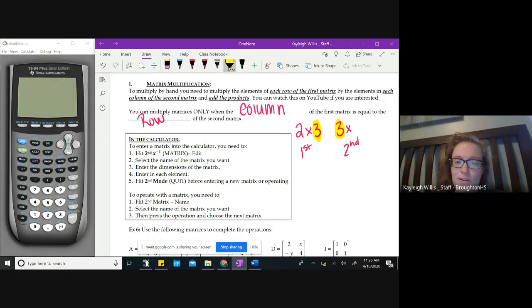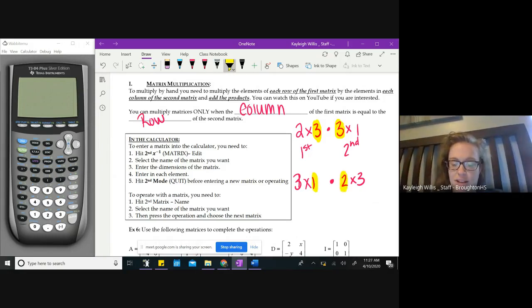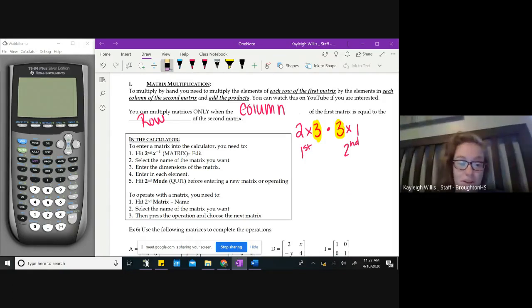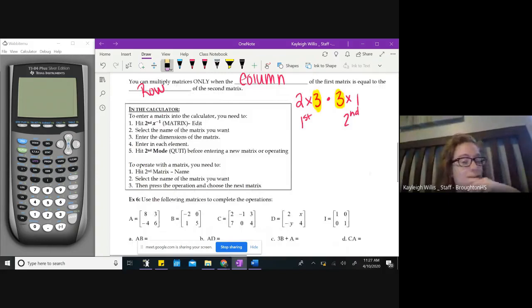So even if I reverse, let's say I did a 3 by 1 times a 2 by 3, if you were to type that in your calculator or do it by hand, you would see that it doesn't work because they don't match on the inside. So they have to match. Just because it works one way does not mean it will work the other way around. Isn't that something?